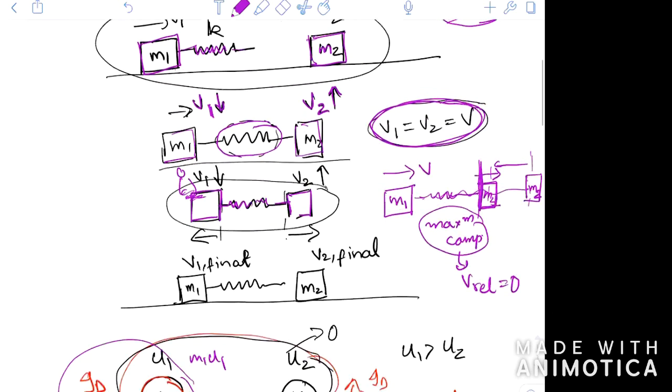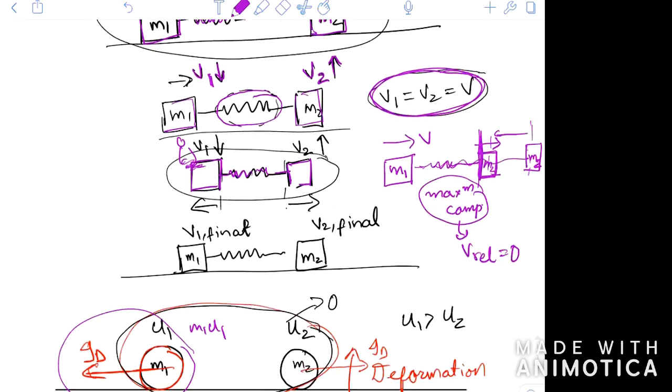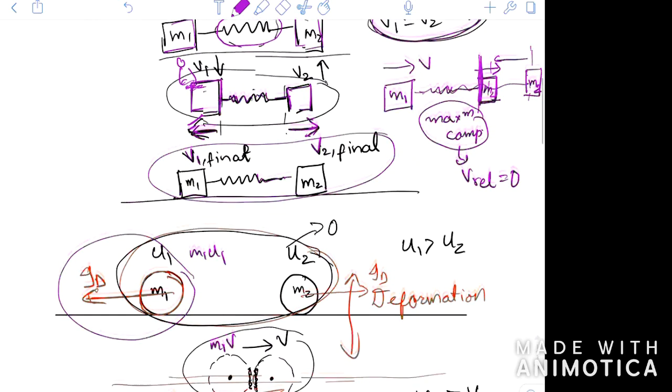Still the spring is compressed, so it keeps on applying a force towards the left on the block on the left, and a force towards the right on the block on the right. So they continue to lose and gain velocities. Finally this attains some final velocity v2 and this attains some final velocity v1, and the spring attains its natural length. Then they again part ways and continue to move with these final velocities.